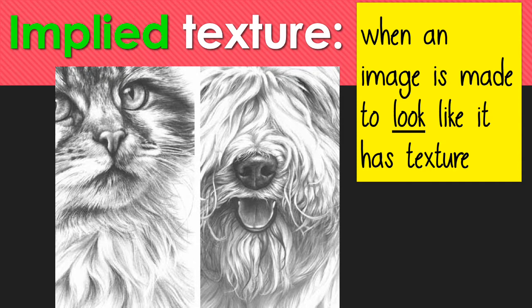The other type of texture is called implied texture. And this is when an image is made to look like it has texture. So this is mostly done in a two-dimensional way, drawing or painting. These two drawings of animals, a kitty and a doggy, if you touch them, they would be smooth, flat, because they are a painting or a drawing. But they are created to look like they have texture, like they should be furry and fluffy and soft.